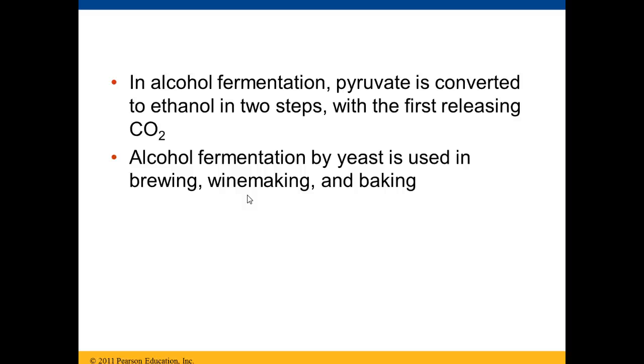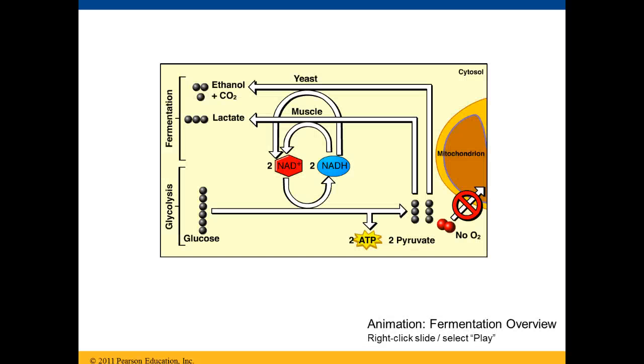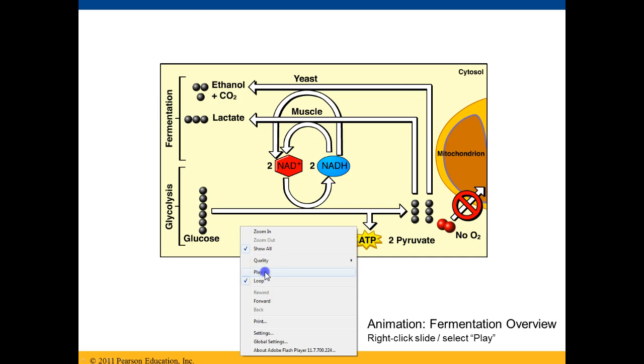In alcohol fermentation, you get ethanol in two steps, and of course the release of carbon dioxide. This is yeast, brewing beer, winemaking, baking, all of those things, releasing carbon dioxide. We make 2 acetaldehydes, which makes 2 ethanols. Here's an example. Let me see if I can play this.